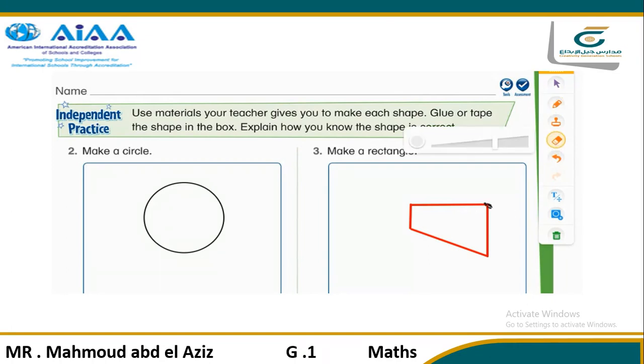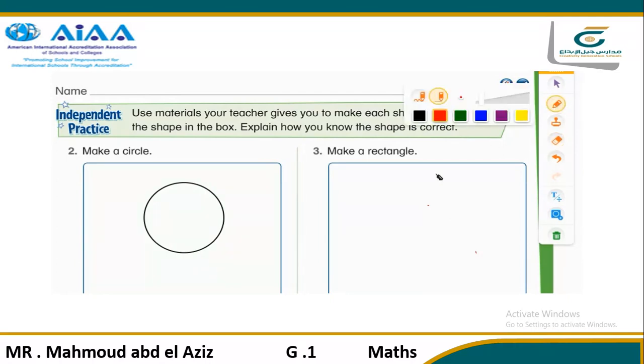So we will draw another shape here. That's the first straight line. That's the second one, like this, and the third, and the fourth. So that's a rectangle. That is a rectangle. Four sides, each two opposite sides are equal in length.